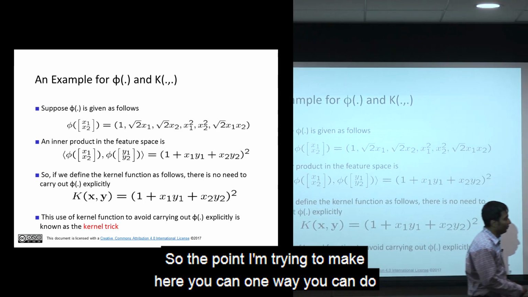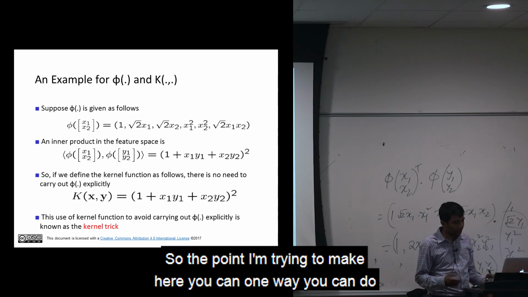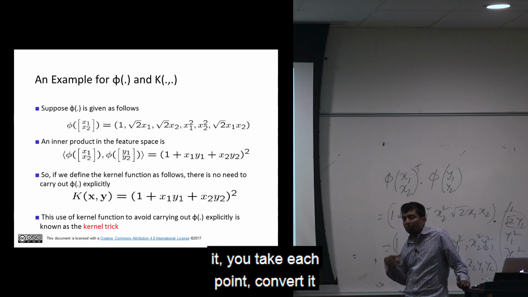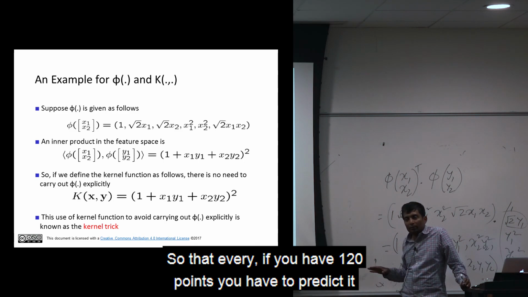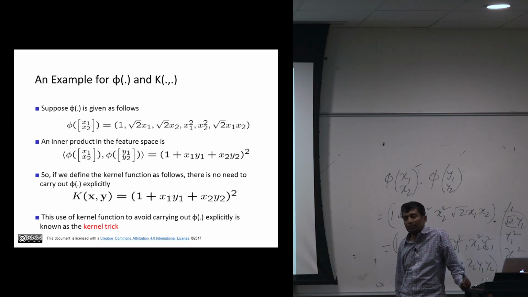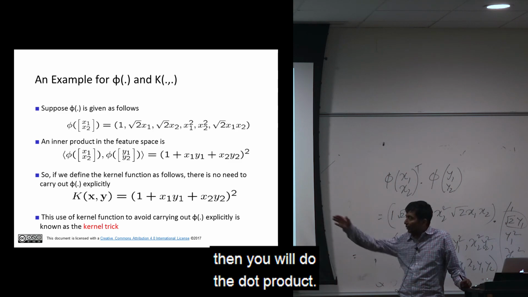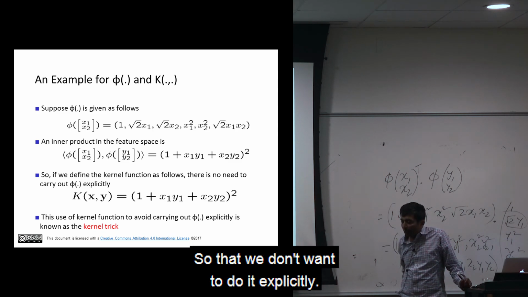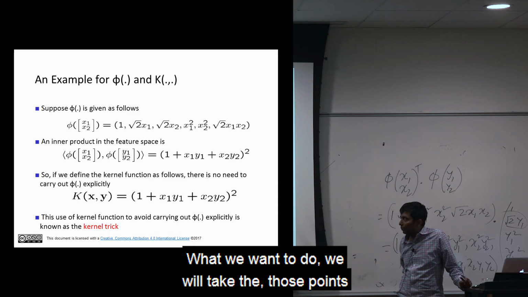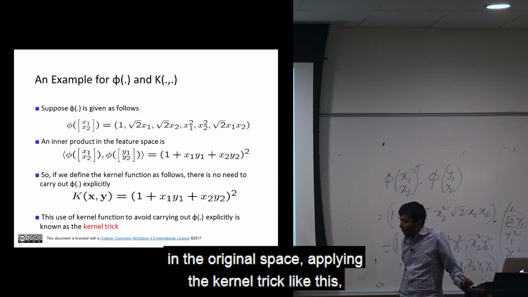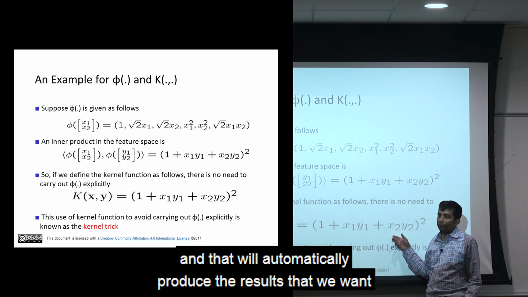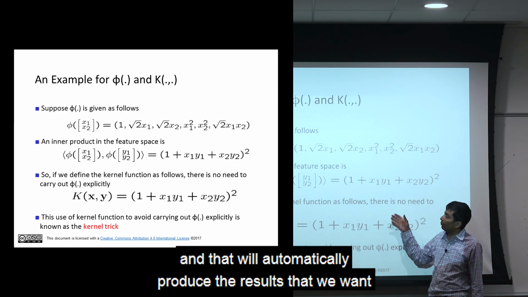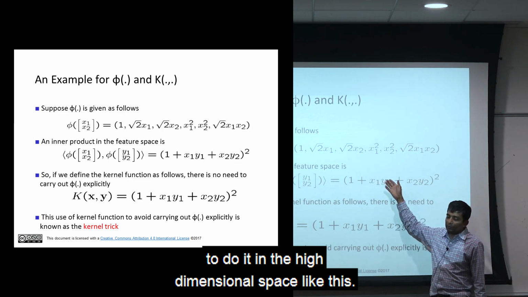So the point I'm trying to make here: one way you can do it, you take each point, convert it into a higher dimensional space explicitly, then take the dot product. So if you have 100 training points, you have to project them into the higher dimensional space first, then you will do the dot product. We don't want to do it explicitly. What we want to do is take those points in the original space, apply the kernel trick like this, and that will automatically produce the result that we want in the higher dimensional space.